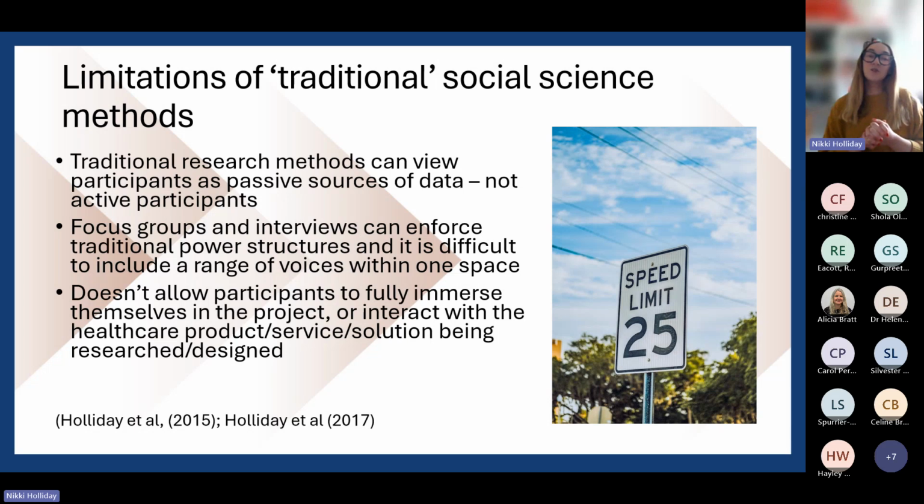And sometimes these methods can also enforce traditional power structures, and it can be difficult to include a range of voices within one space. Even with the best facilitation in the world, sometimes in focus groups, we still have those more dominant voices and those people where it takes much more effort to try and get them to have the confidence to speak up in a group. And they also don't allow people to fully immerse themselves in a project or interact with whatever healthcare product or service, solution or research project that we might be redesigning or evaluating or researching.